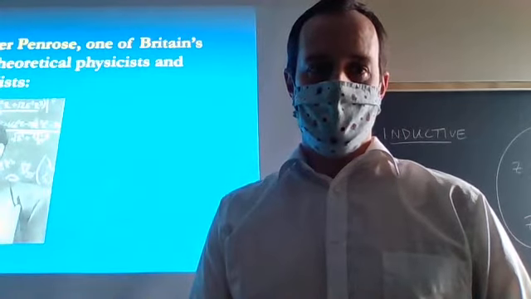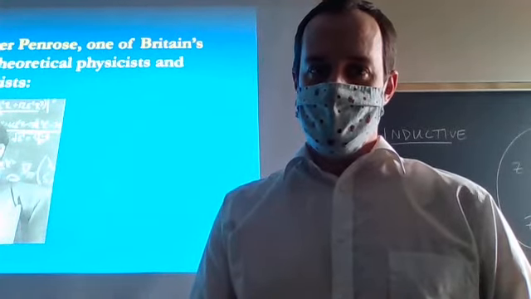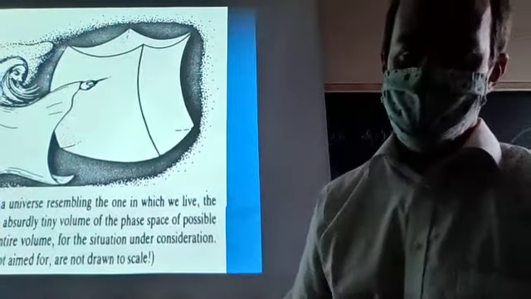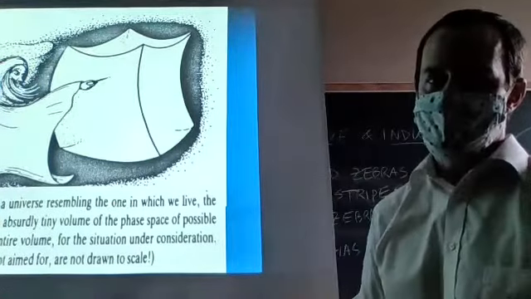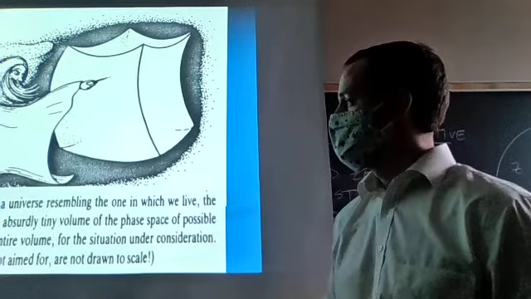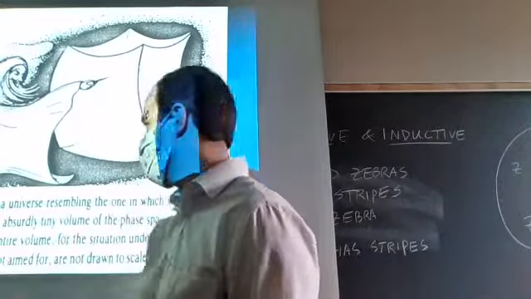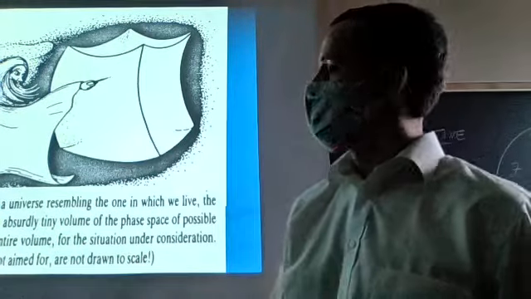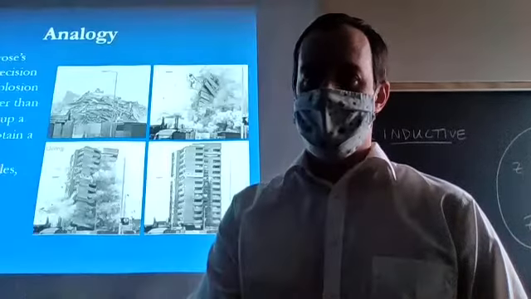I'm going to zip through this. Here's a quote from Roger Penrose, a theoretical physicist, on this topic. "In order to produce a universe resembling the one in which we live, the creator would have to aim for an absurdly tiny volume of phase space of possible universes. This is an incredibly tiny number, about 1 to the 10th to the 10th to the 123rd of the entire volume for the situation under consideration." Okay, and yet that is the world in which we exist.